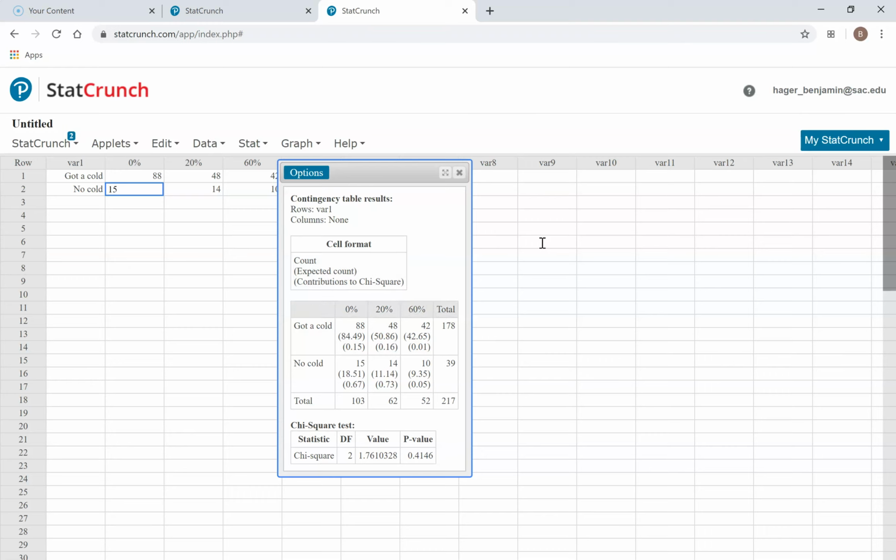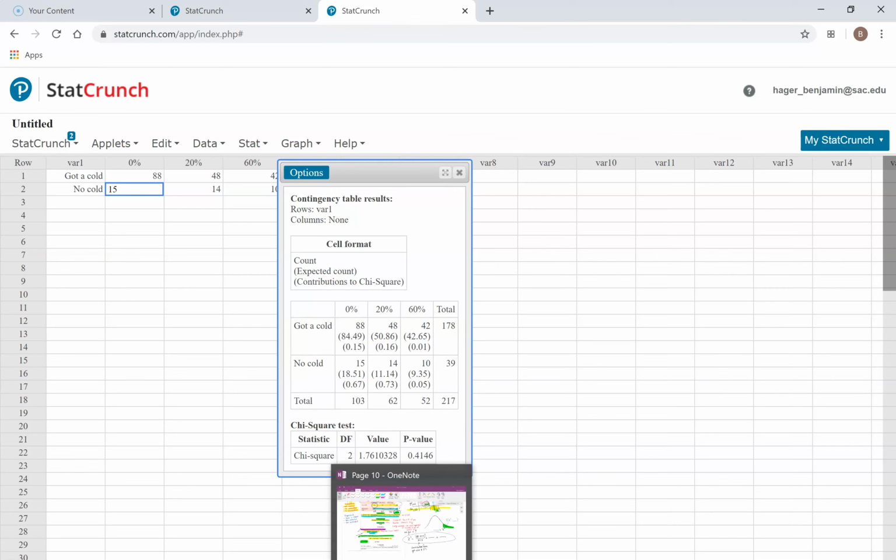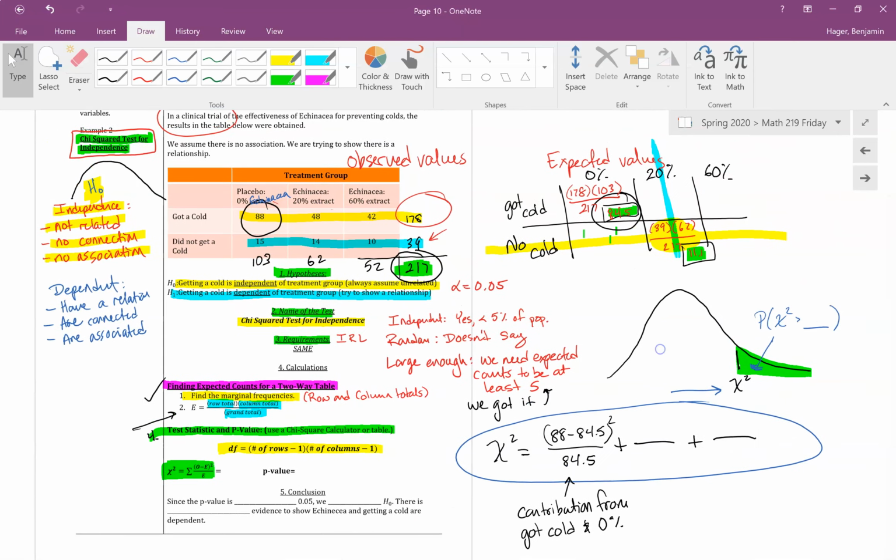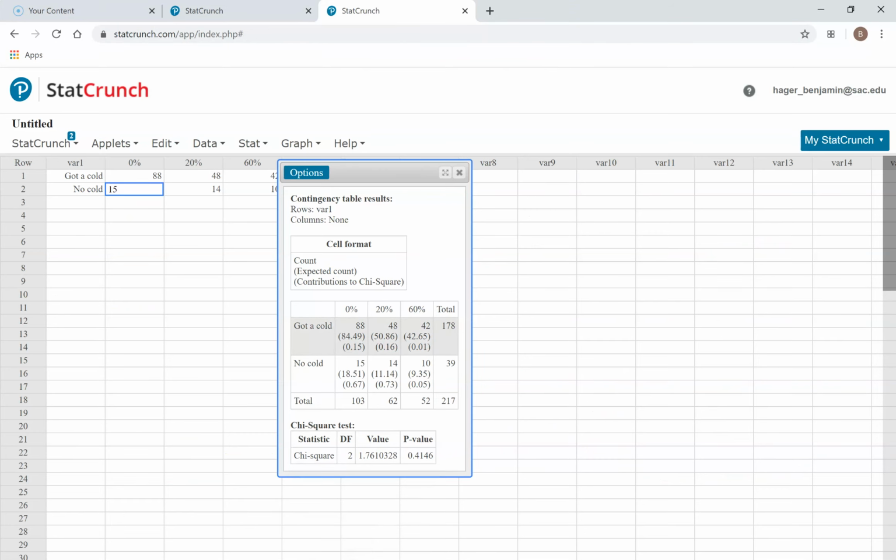So for the 0% echinacea people that got a cold, we observed 88. We expected 84.49, and the contribution is 0.15. I think we did that one by hand. Yeah, we did that one by hand, and I rounded the expected value to 84.5, and there's our contribution. If we were to put that contribution into the calculator, according to StatCrunch, that's all going to come out to about 0.15. It's the contribution for that first category.